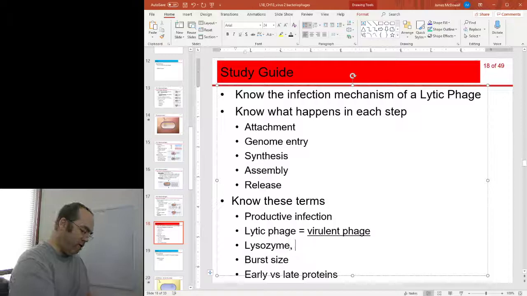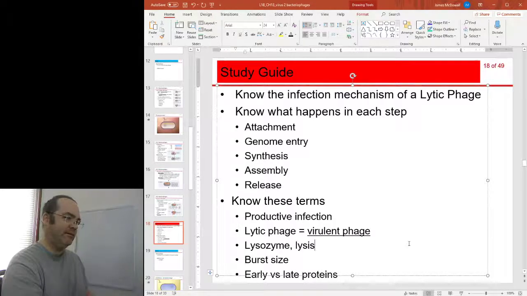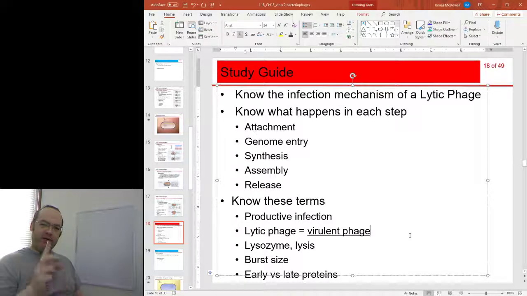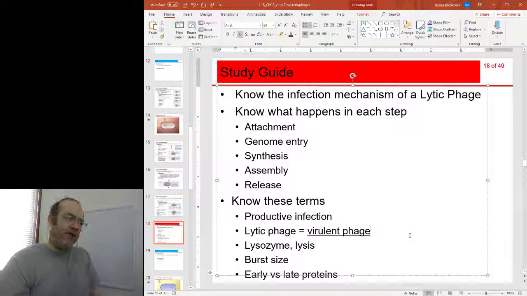Let's also know what lysis itself means, what a burst size is, and know which kinds of proteins will be early, which kinds of proteins will be late, and what those early proteins are trying to do. They are trying to prevent the bacteria from responding, first off, and then they are making sure that all of the machines in the bacteria are turned to viral production, not bacteria protein production.